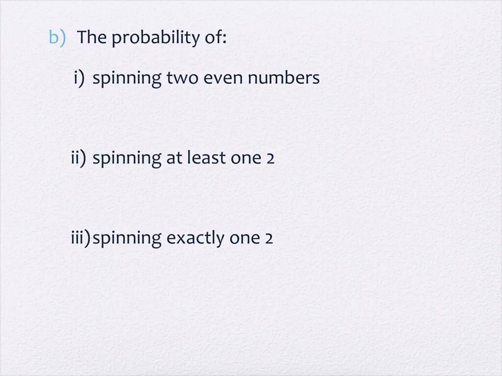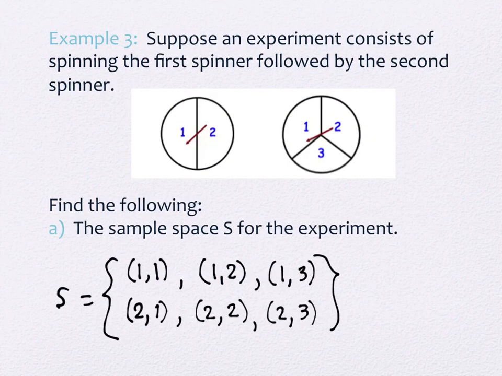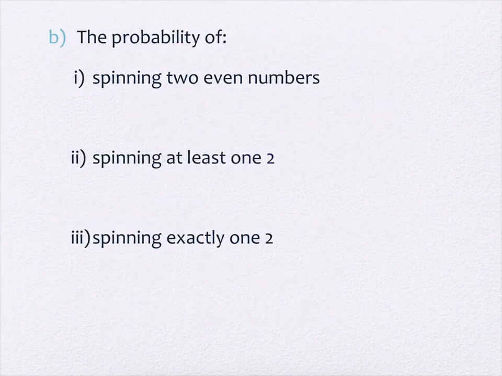What is the probability of spinning two even numbers? So where do you see two even numbers? 2, 2. And it's the only one, right? So there's one of those compared to how many outcomes total? 6. So it's 1 out of 6.